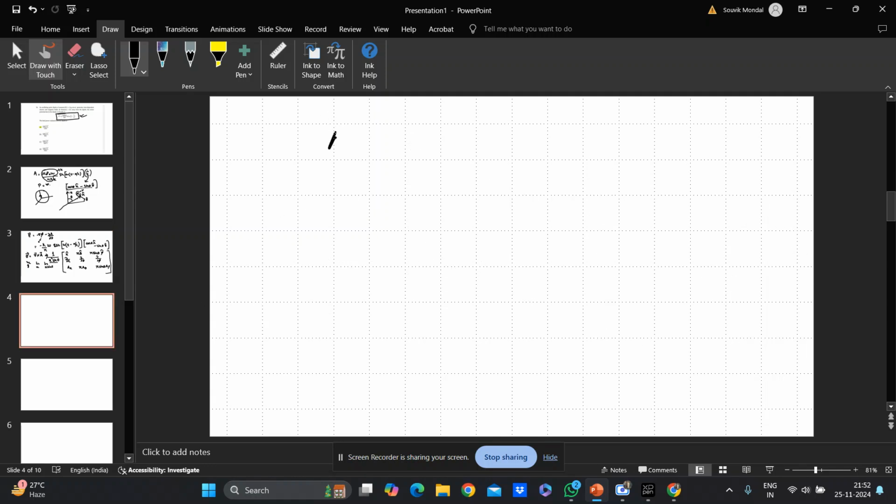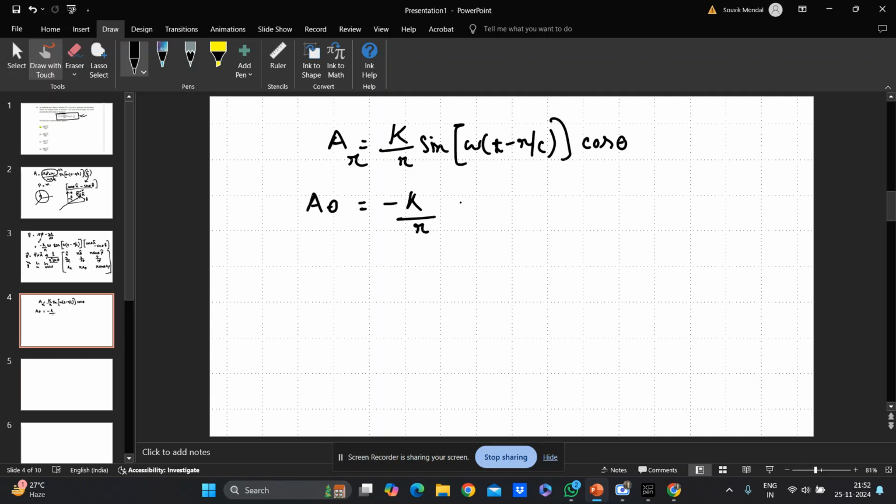Now for our case, what is A? It is k by r sine omega t minus r by c. So what is A r? A r is the part with cos theta; the radial component only consists of cos theta. And what is A theta? A theta is minus k by r sine omega t minus r by c into sine theta. So these are the two terms. Now put it in the formula.